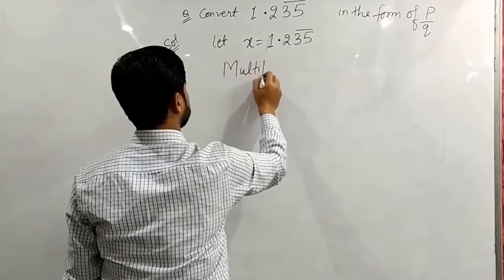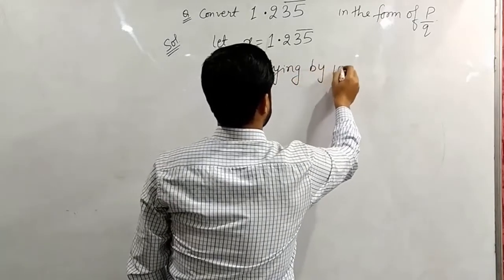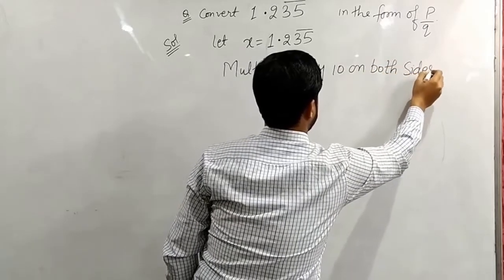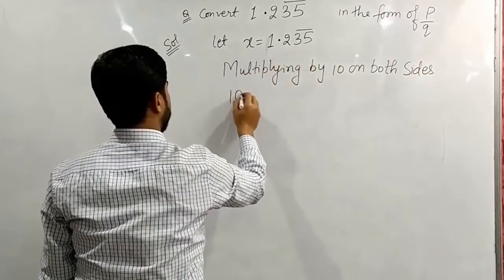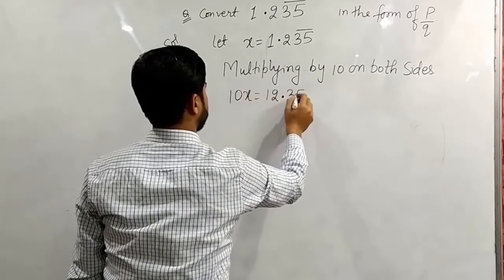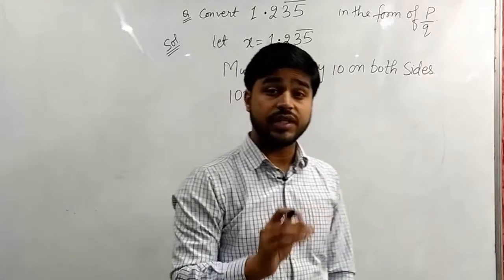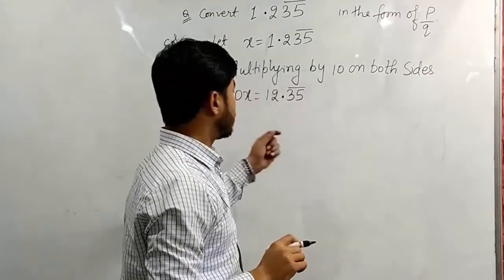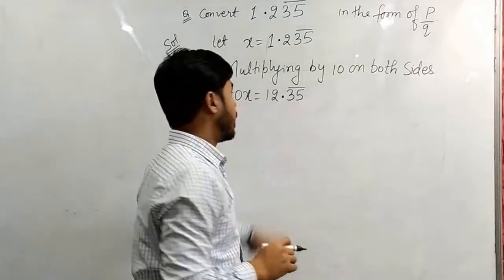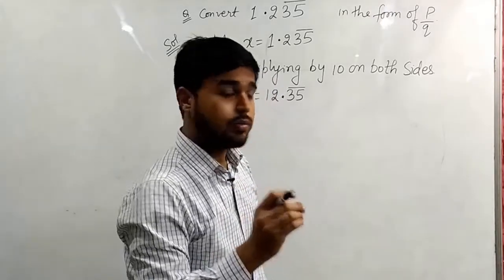So multiplying by 10 on both sides, it will become 10x equal to 12.35. And as we can see there is no digit left on the right side which is not repeating itself again and again, our next job is to shift this 3, 5 to the left side. And how will we do it? As there are two digits, we have to multiply by 100 on both sides.